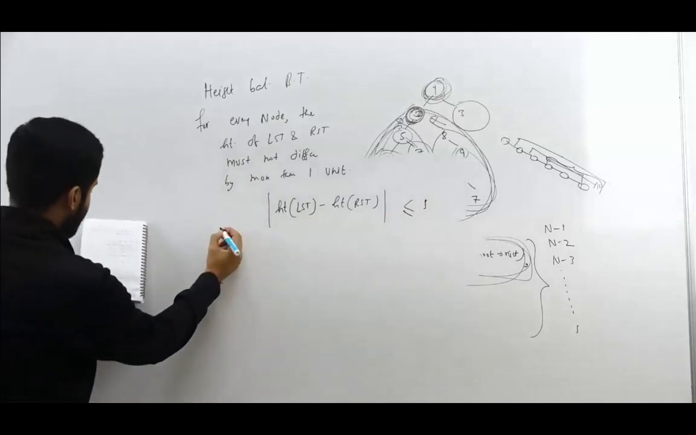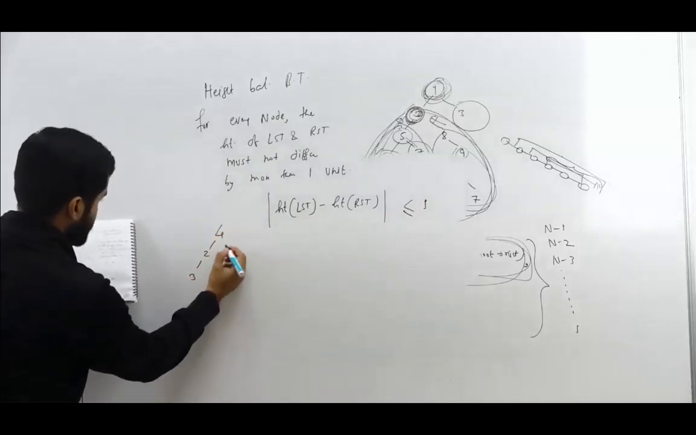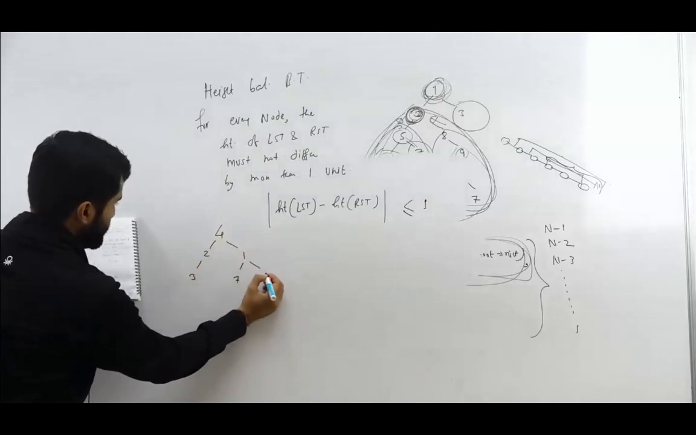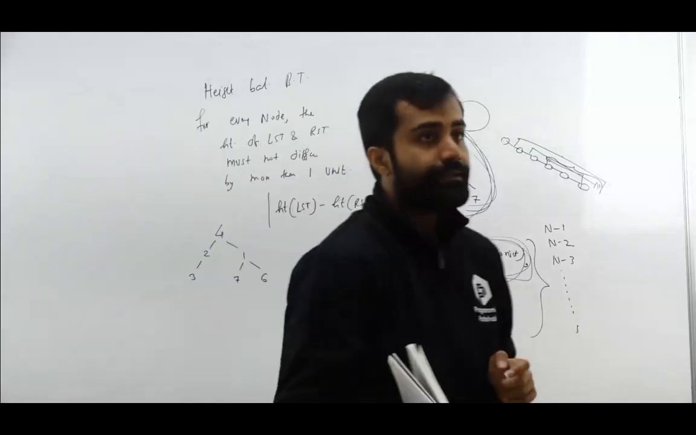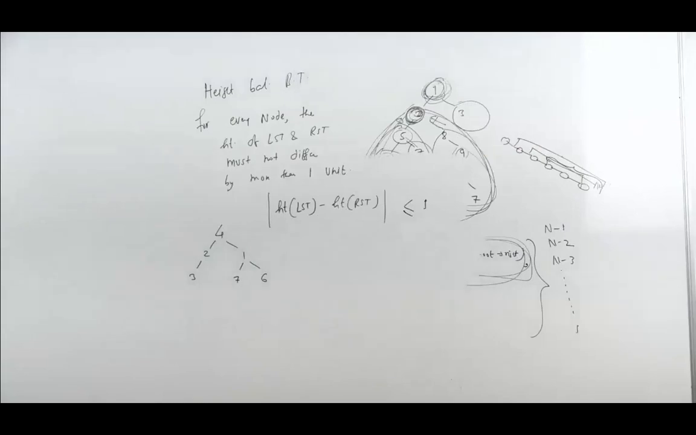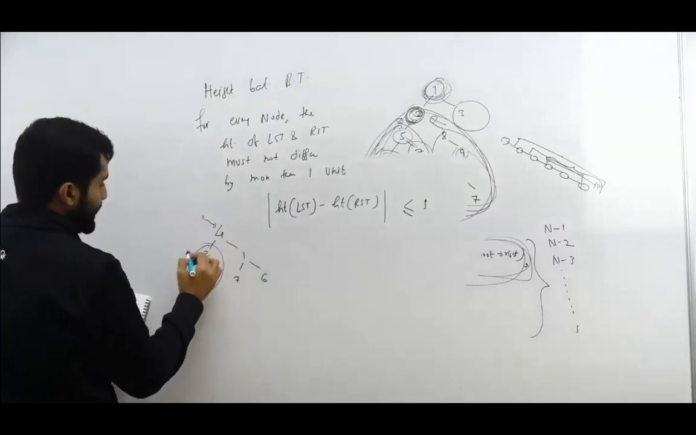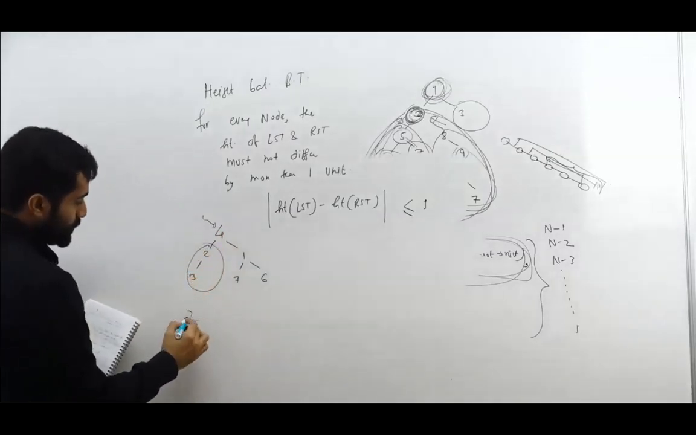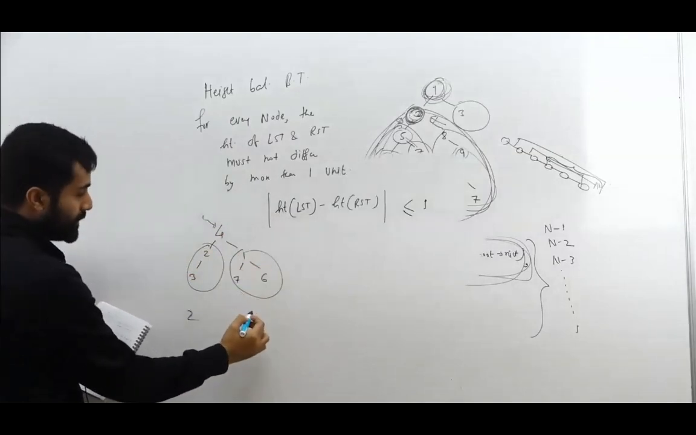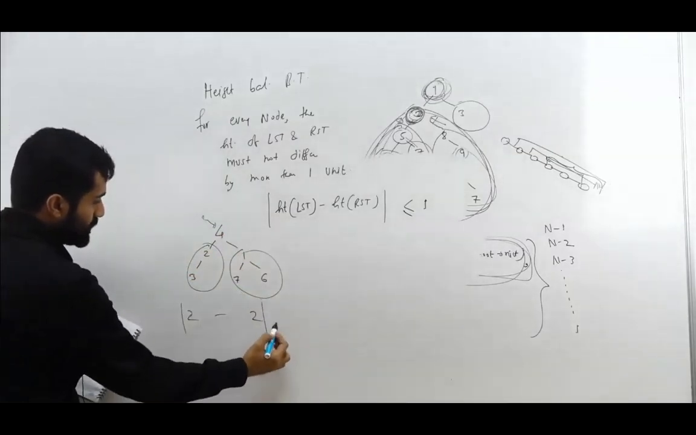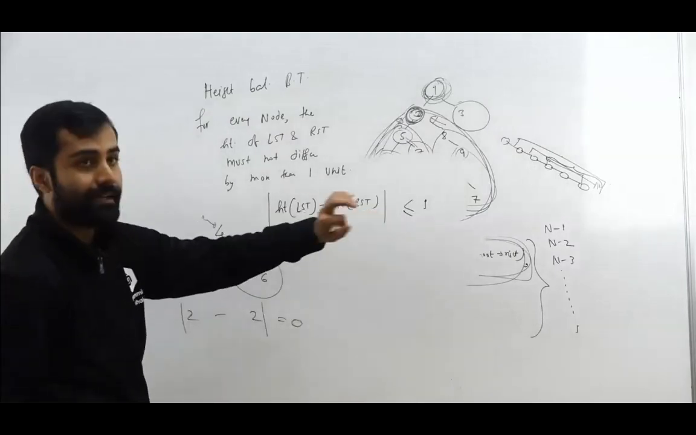So let's take a quick example. What are your thoughts on this? Is this tree a height balanced tree? Yes or no? Tell me one thing. If you take this node, what is the height of the left subtree? 2. And what is the height of the right subtree? 2. What is 2 minus 2? It is 0, and 0 is smaller than or equal to 1.